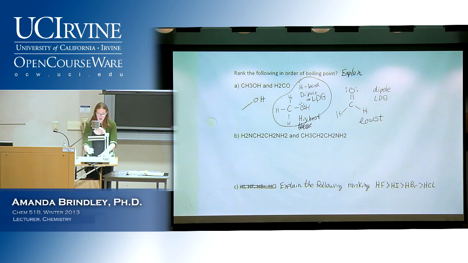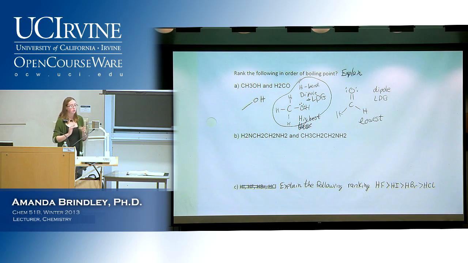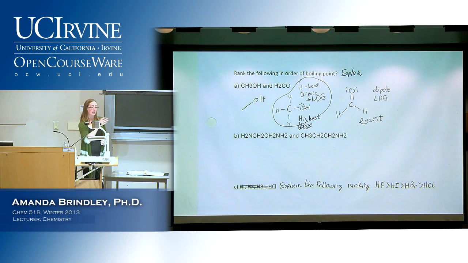All right. Now let's look at this one. If I ask you to rank them, all you have to do is write the names. If I say rank them, I'll tell you which way to rank them. I'll say low to high or high to low. You just have to write down the name of the compound and that's it. If I ask you which one's higher, you just write down the name and you're done.